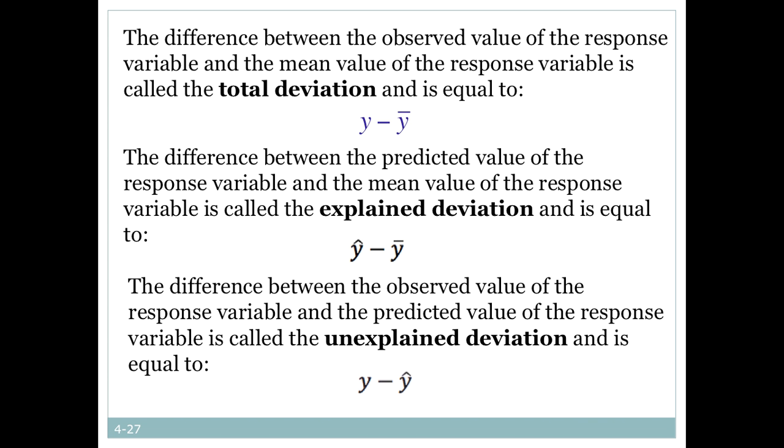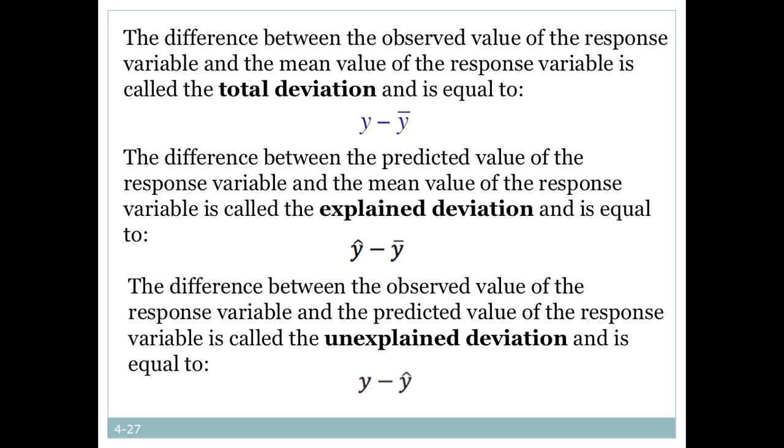A couple of definitions here. This helps you see how our r squared value is calculated. It's important to understand these different types of deviations. The total deviation is equal to the difference between our observed value, our y value, and the mean value of the response variable. Our total deviation is made up of two pieces: explained deviation and unexplained deviation.